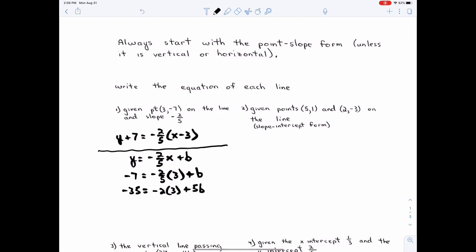Fine. Do I have the answer yet? No. Okay, so then what would I do? I'd add the 6, because this is negative 6, so I'd add the 6. So I'd get negative 29 equals 5b. Do I have the answer yet? No. Then I'd have b equals negative 29 fifths. Do I have the answer yet? No. A lot of work here for not getting any answer. Okay, well, so then we'd have y equals negative 2 fifths x minus 29 fifths.